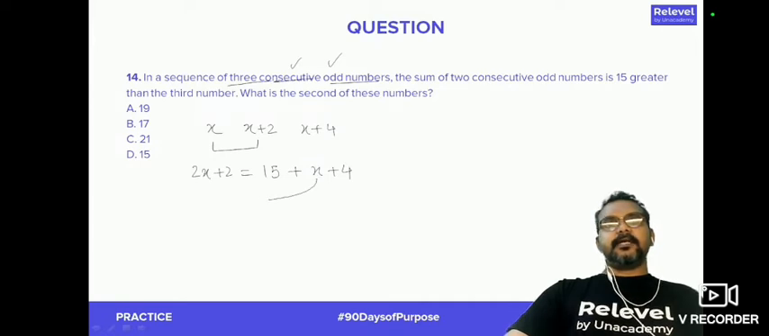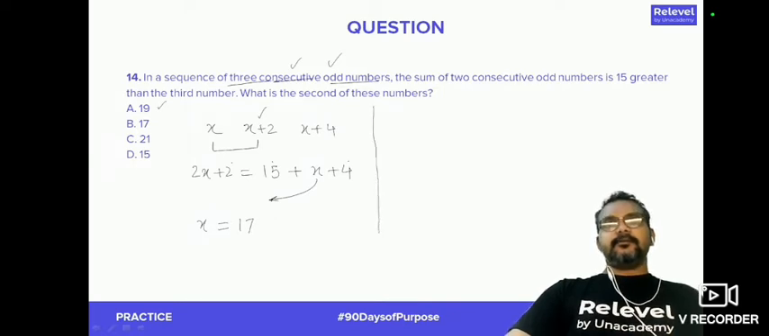X this side. So 2x minus x. X is equal to 15 plus 4, 19 minus 2, 17. So x is 17. They're asking what is the second of those numbers. So 17 plus 2 is 19. So that is option A.